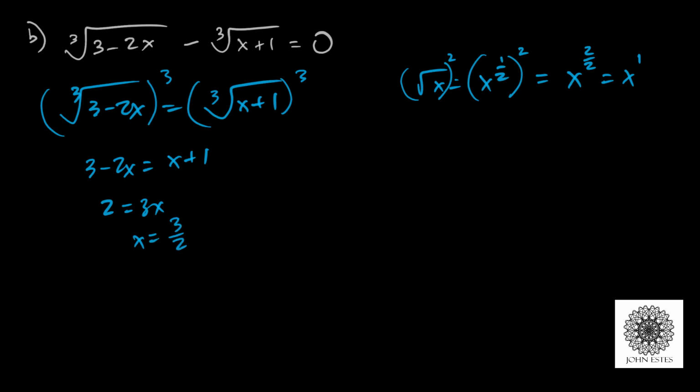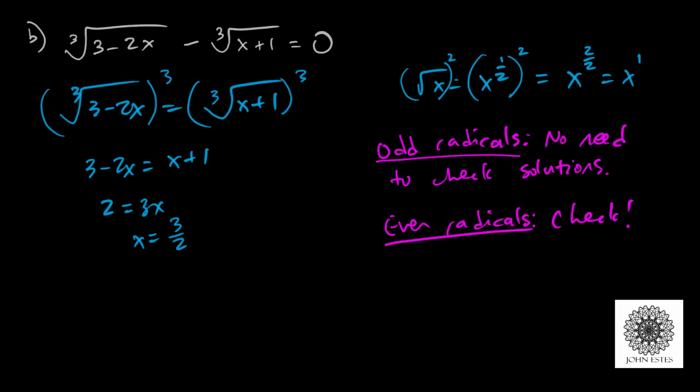Okay, now, do we need to check this? Well, I didn't put my asterisk in here, right? Actually, this one I don't need to check. So if I have odd radicals, there's no need to check my solutions, okay? For even radicals, square root, fourth root, sixth roots, etc., we do need to check them.